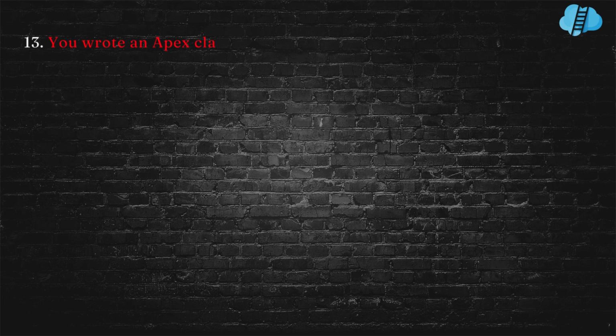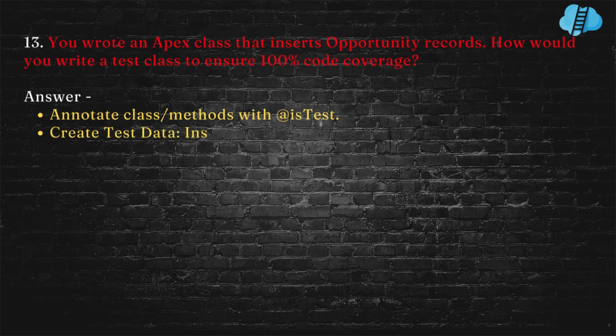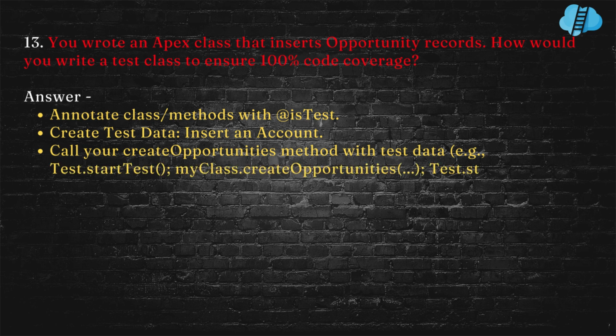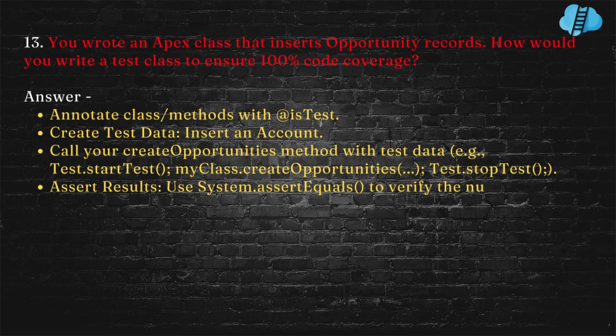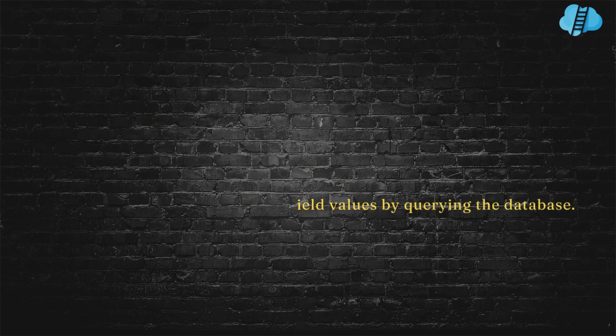13. You wrote an Apex class that inserts opportunity records. How would you write a test class to ensure 100% code coverage? Answer. Annotate class methods with @isTest. Create test data, insert an account. Call your createOpportunities method with test data, e.g., Test.startTest(); MyClass.createOpportunities(); Test.stopTest(); Assert results, use System.assertEquals to verify the number of opportunities created and their field values by querying the database.